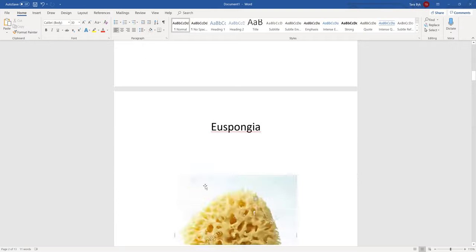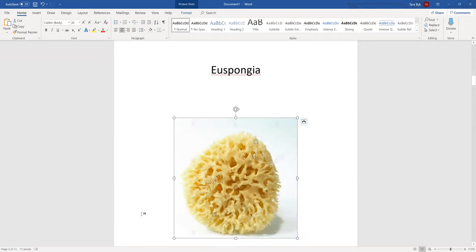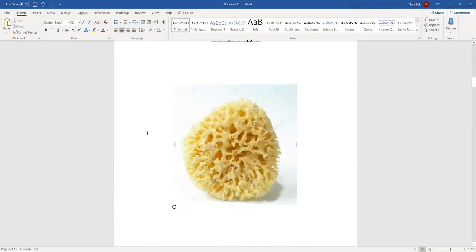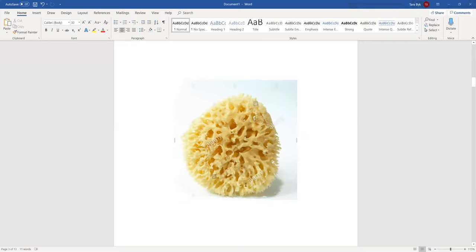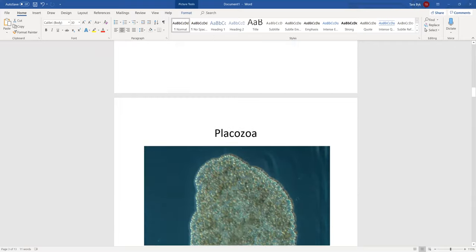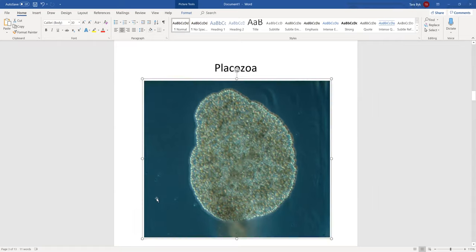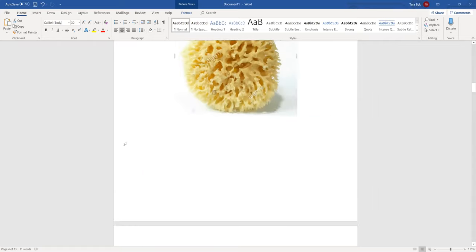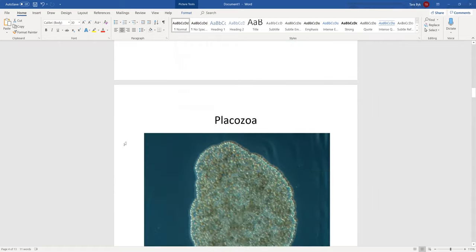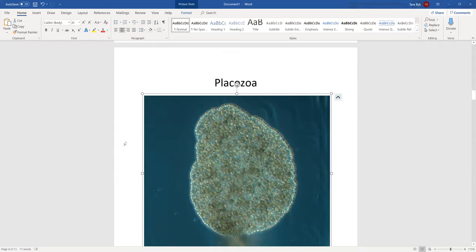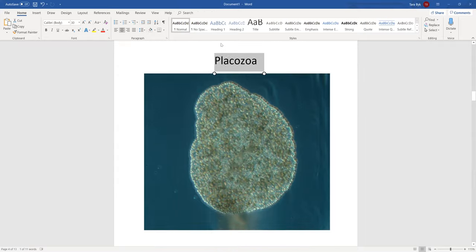Trying to keep scrolling. This is the Euspongia, another type of sponge, commonly known as bat sponge. Here's just the third type of sponge. And as we keep going, does it usually have the watermark? No, it doesn't. It was hard to find a good quality photo that did not have a watermark, so I apologize about that. Here is a placozoa.